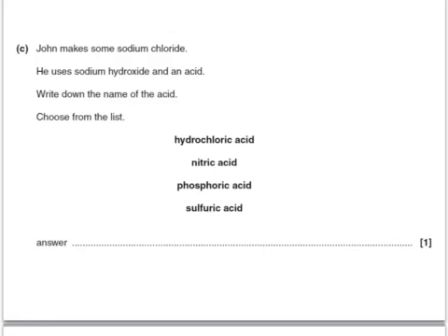Exam question. John makes some sodium chloride. He uses sodium hydroxide and an acid. The name of the acid then to make a chloride here would be hydrochloric acid.